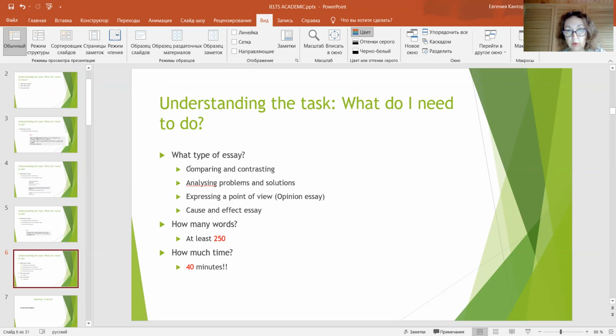Sometimes you also need to compare and contrast some opinions, but very often it is part of expressing a point of view. How many words do you need to write? You need to write at least 250 words. This is the minimum, the absolute minimum. If you write 245 words, 249 words, you'll be penalized. Your mark won't be high. You can write as many words as you like, but that should be more than 250. Every word counts, and prepositions, everything counts.